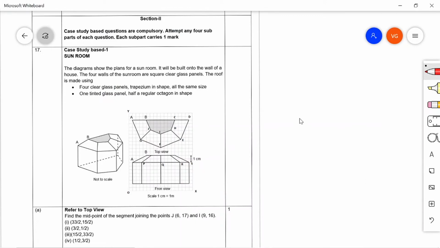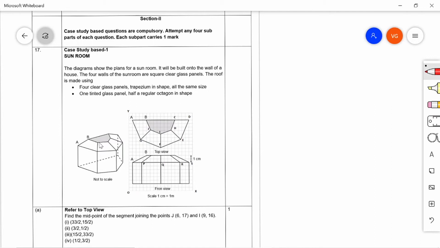Coming to section 2, it's a case study based question. The first question in section 2, that is question number 17, you are given a case study here. It's a sun room. The walls of the room are given with 4 clear glass panels. See, these are the 4 glass panels. Then the roof is made with 4 trapeziums and half octagon here, right?